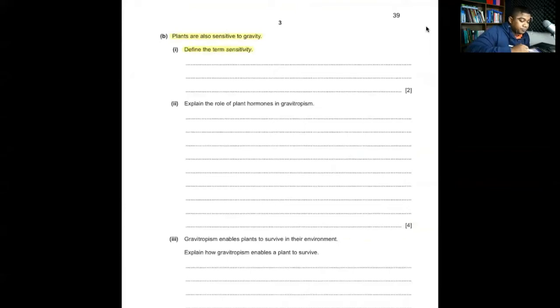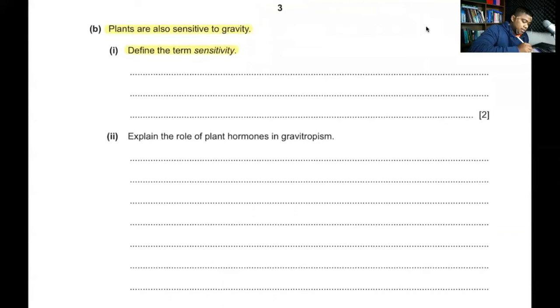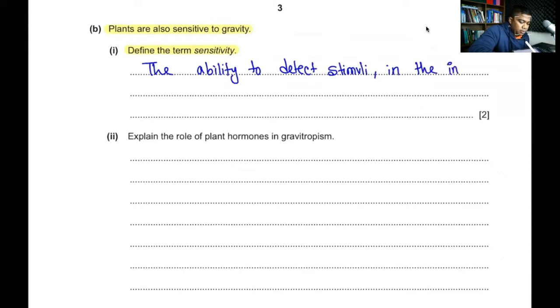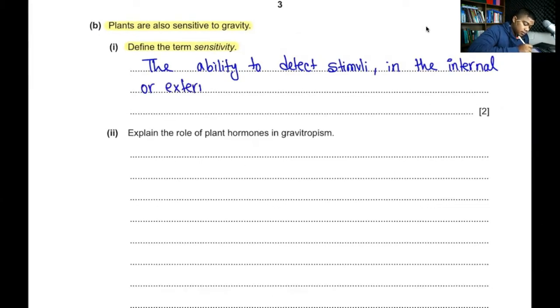Plants are also sensitive to gravity. Define the term sensitivity. Well, sensitivity is the ability to detect stimuli in the internal or external environment to make appropriate changes.